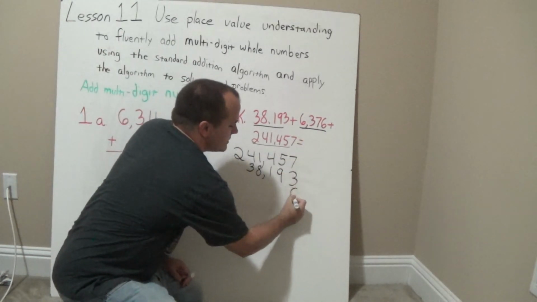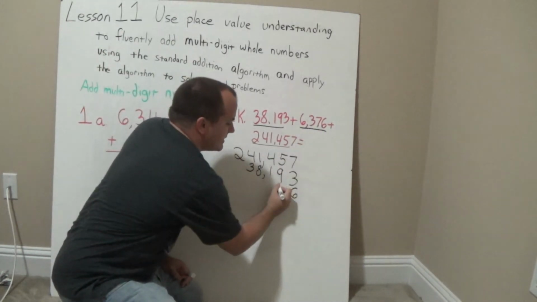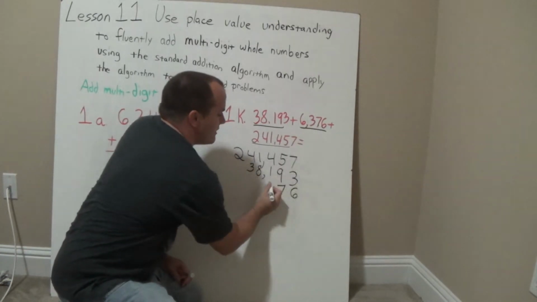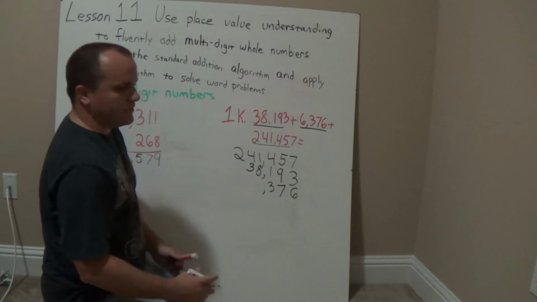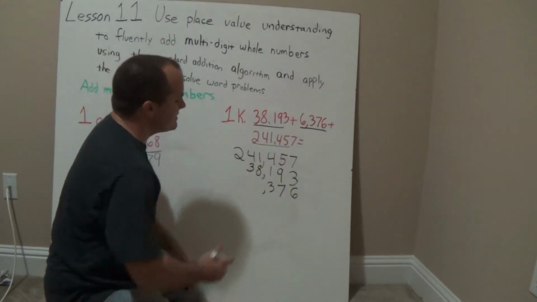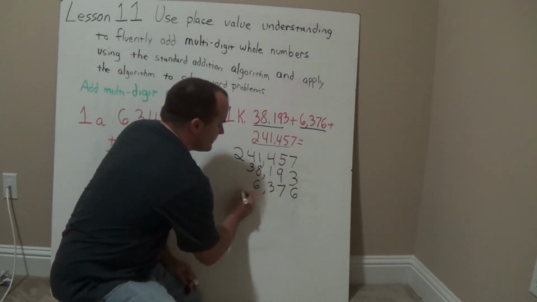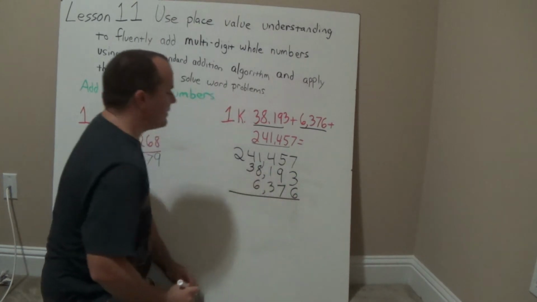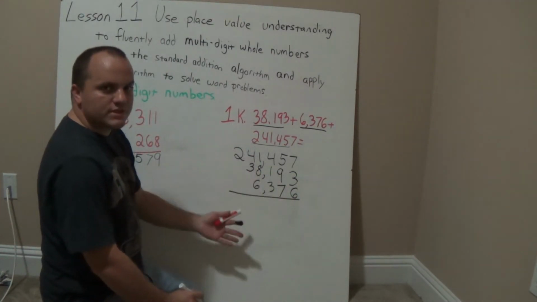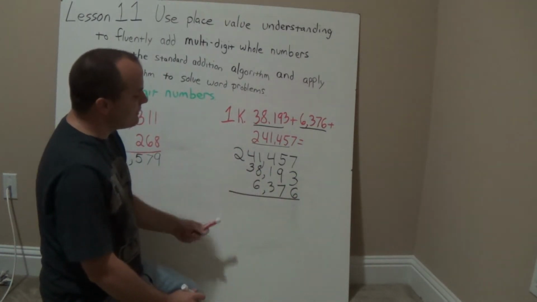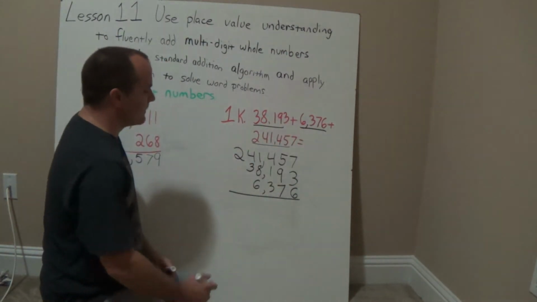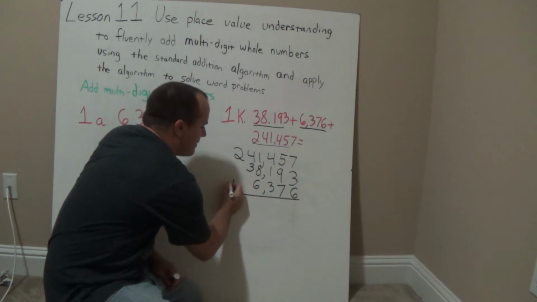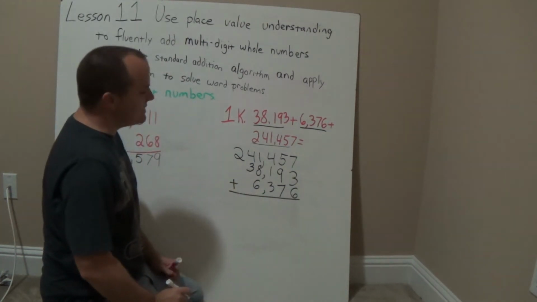I have a 6 in my ones place, a 7 in my tens place, a 3 in my hundreds place, put my comma to separate my units period and my thousands period, and my 6 in my thousands place. And then I put my big equal sign down below. I rewrote this vertically. It's much easier for me to solve this problem vertically than trying to add these digits horizontally. Now I want to make sure I put my operation. I am adding, so I'm going to put that down.